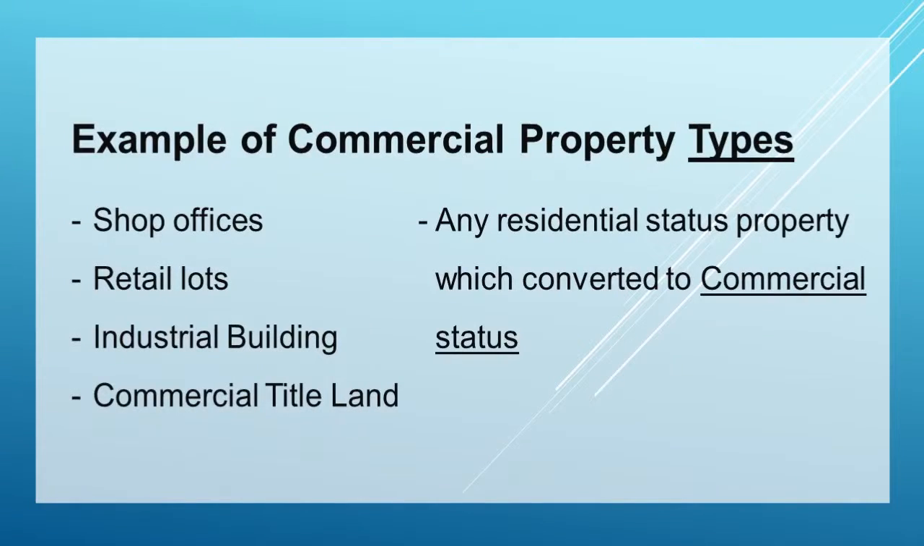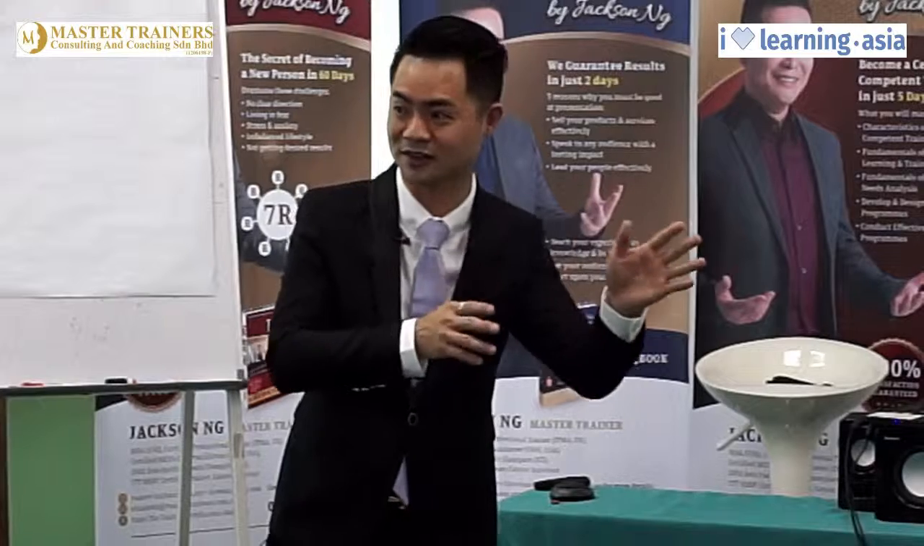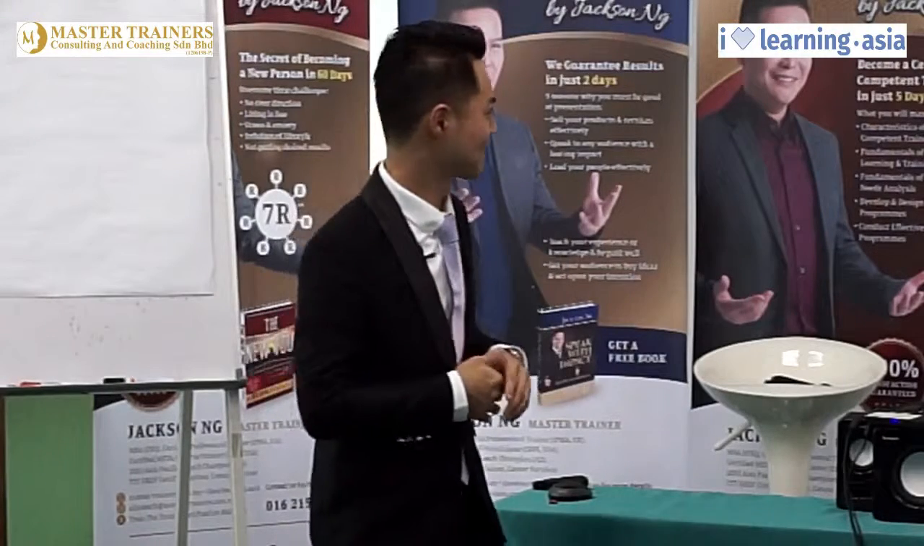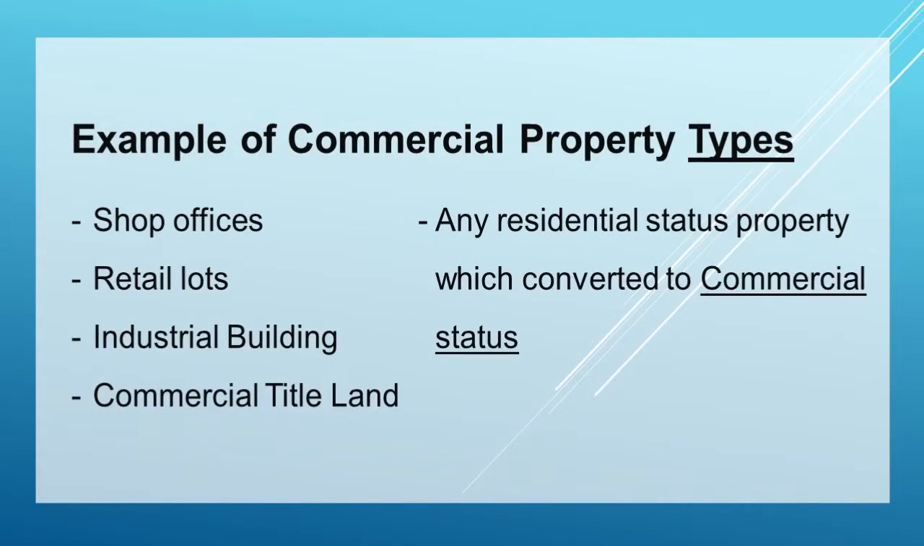So the examples of commercial property types: shop offices, very common. Retail lots in shopping centers, industrial buildings, semi-factories, all of this is considered. Properties with commercial title, for example commercial title status land, are considered commercial property. Some residential houses are converted into confinement centers, they change the title to commercial status, and that is considered as well. Some Tasca or kindergartens too. So any residential status property which is converted to commercial status.